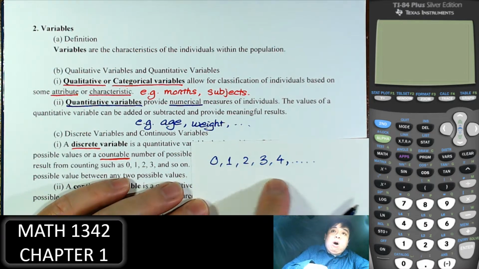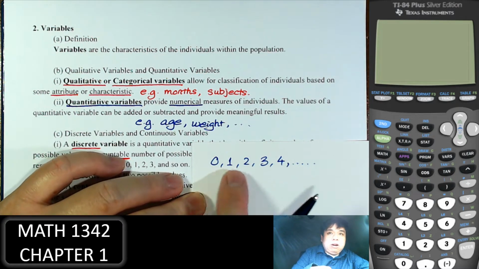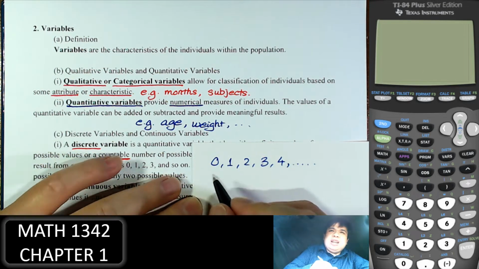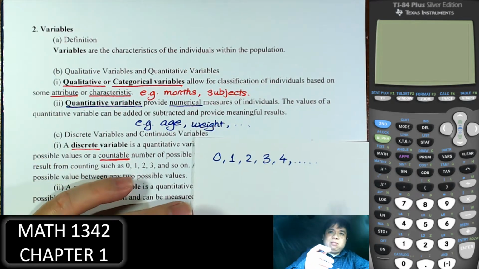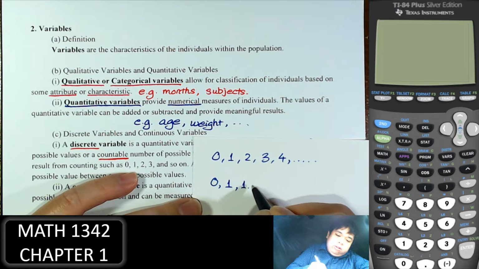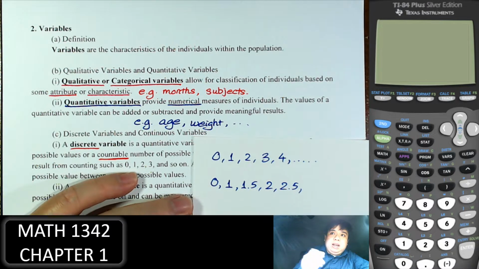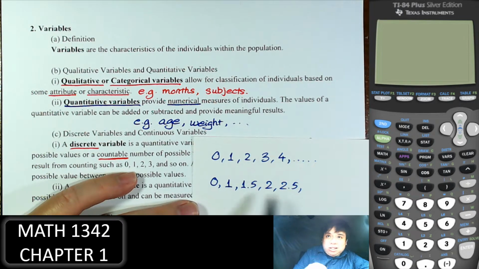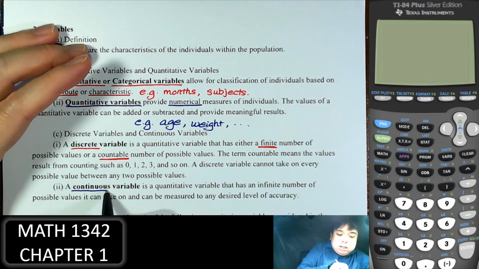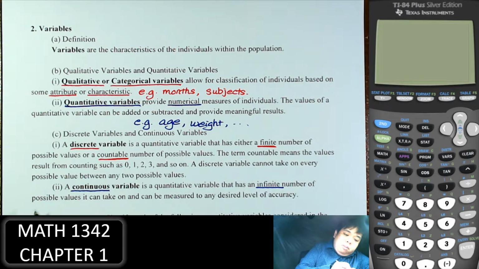Even though if this goes on forever, that is infinite, but still countable, right? So those are discrete. Even though it doesn't have to be 0, 1, 2, if you have 1 or 1.5, 2, and 2.5, and if you have those values and the halves, those are still considered to be discrete. Continuous is the opposite of discrete. It has an infinite number of possible values.